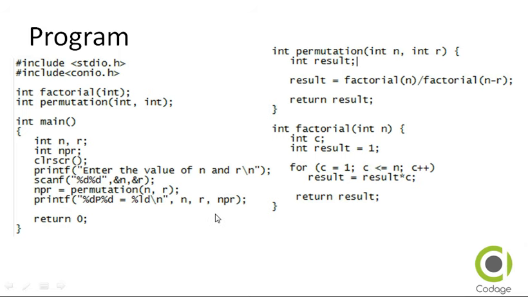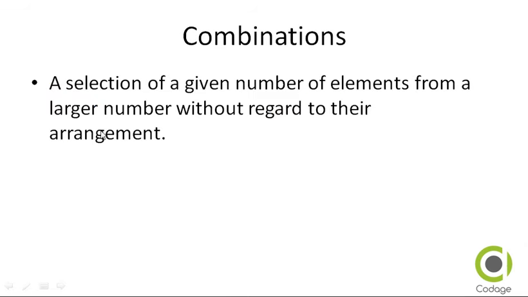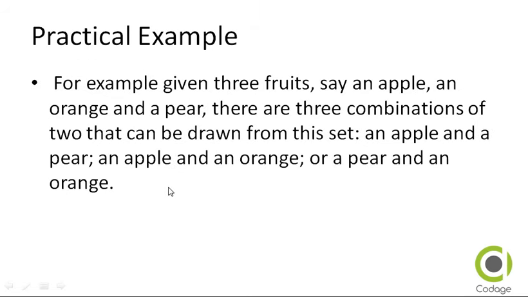Now let us get straight into combinations. A combination is a selection of a given number of elements from a larger number without regard to their arrangement. Unlike permutations, it takes the sets with a different order but the same value as 1. Let us understand this through an example. Given 3 fruits, say an apple, an orange and a pear, there are three combinations of 2 that can be drawn from this set: an apple and a pear, an apple and an orange, or a pear and an orange. Here, unlike permutations, the combinations of apple and pear and pear and apple would be taken only as one.